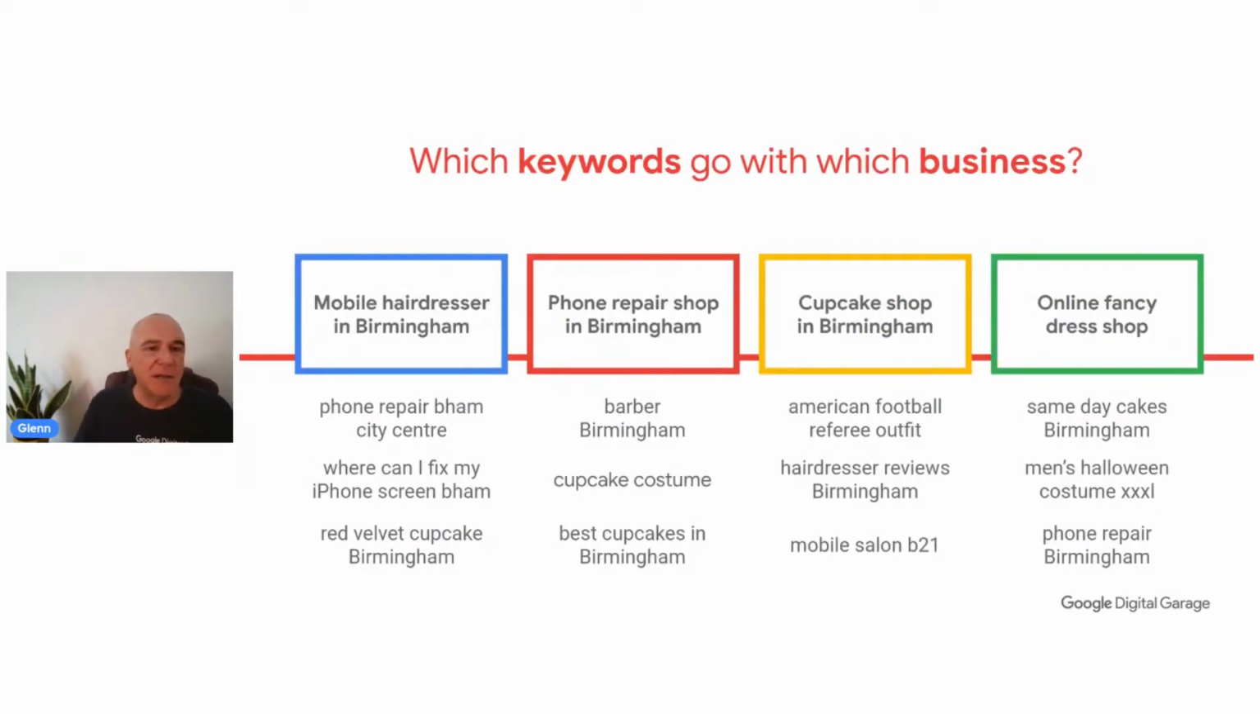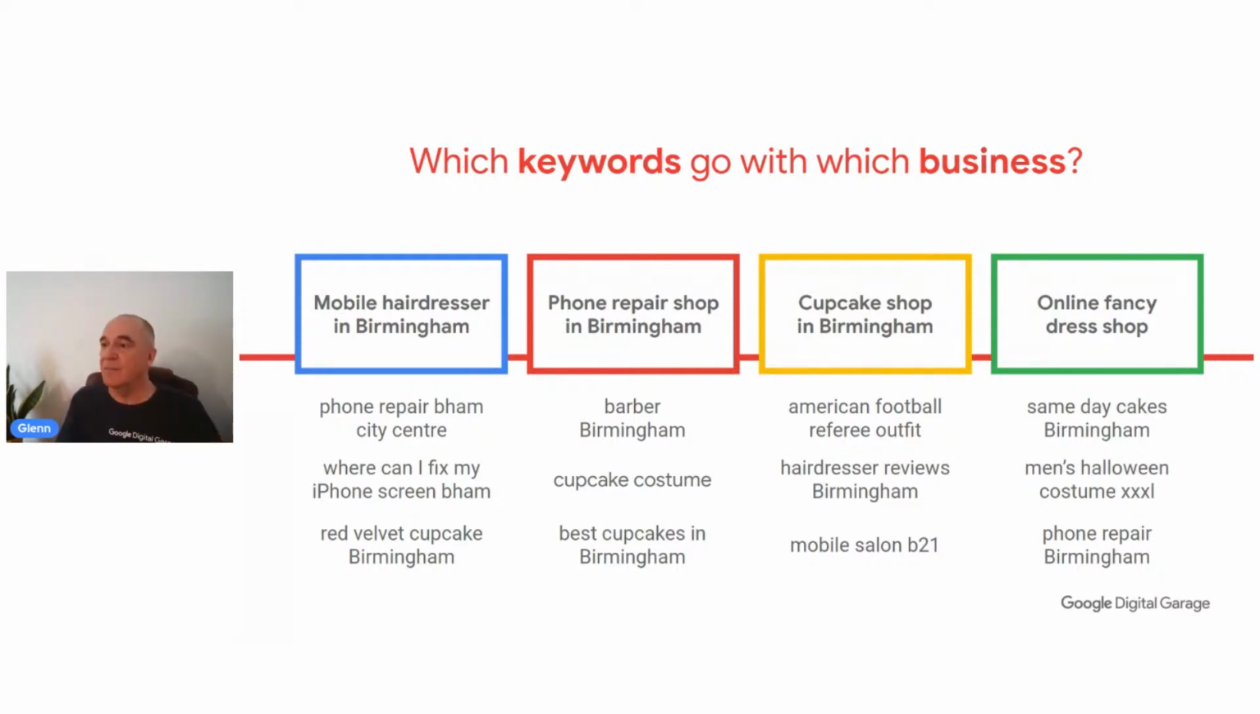So we've got a mobile hairdresser in blue, a phone repair shop in red, a cupcake shop in yellow, and an online fancy dress shop in green. And then underneath that, you've got some combinations of keywords. Now, study those keywords as well. This is a great screen to take a note of, take a screenshot of, take a picture of, however you want to do it, because it does give you a good insight into how people think and what they do and how they deal with their online queries.